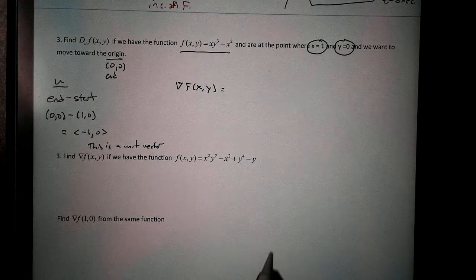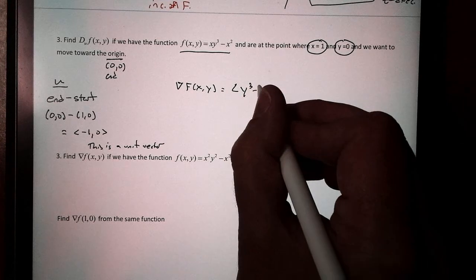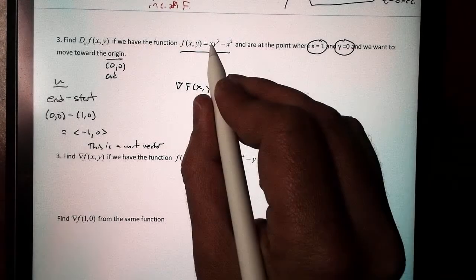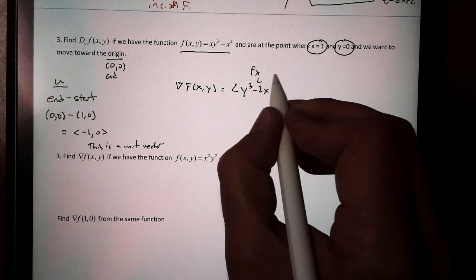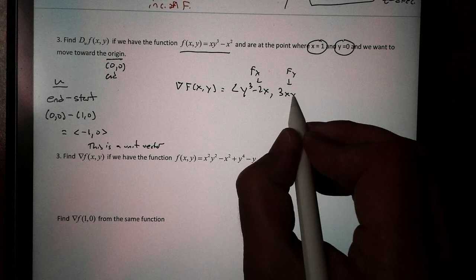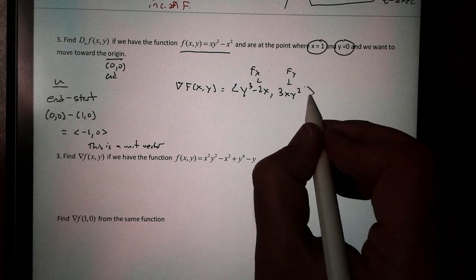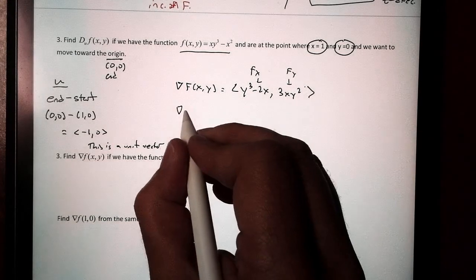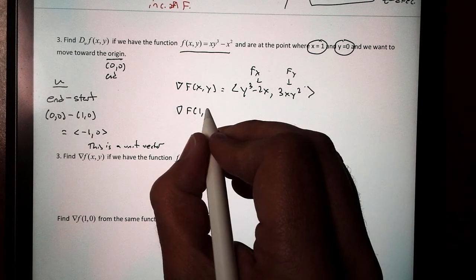So to get del f, this becomes y cubed minus 2x. Remember, that's my partial with respect to x. That's right here. And now I need my partial with respect to y. 3xy squared, and this just becomes 0 right there. We don't worry about that. Find the gradient at the point (1, 0).